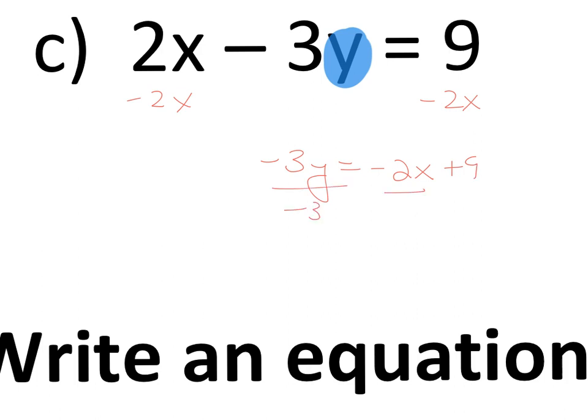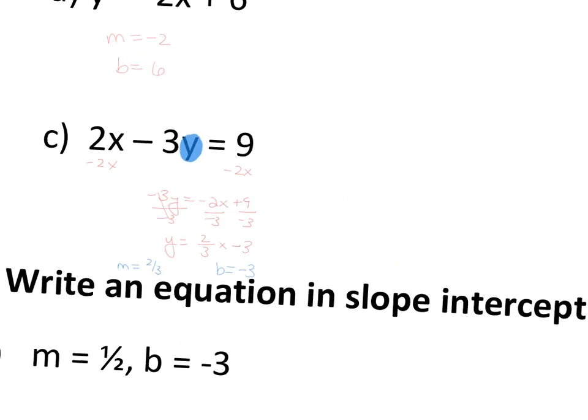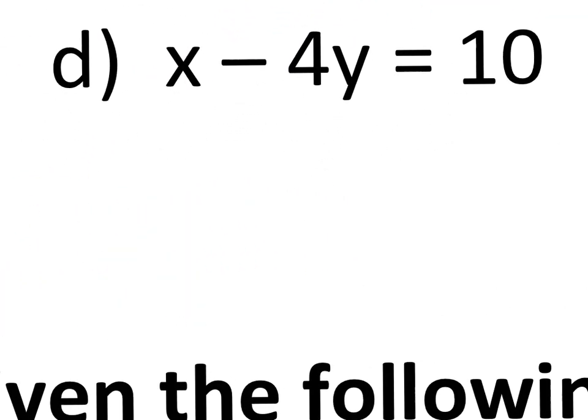And then we're going to divide all parts by -3. So y equals, a negative of a negative is a positive 2/3 x, and then 9 divided by -3 is -3. All right, so now you'll identify your slope and your b value. So your slope will be 2/3, and your b value will be -3. Okay, all right, I want you to go ahead and pause the video, and I want you to try to solve for y on your own here for d.